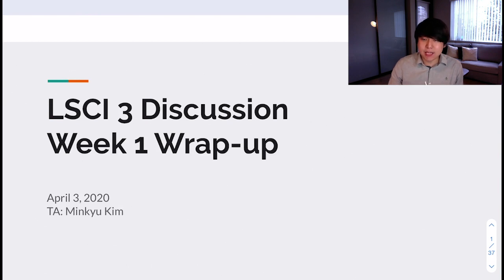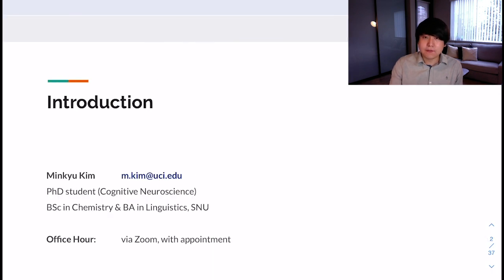This is Minkyu Kim. I'm going to be TA throughout this quarter. First, to introduce myself, my name is Minkyu. You can call me Min or Minkyu. Either way is fine. I prefer Minkyu. My email address is m.kim@uci.edu. I'm a PhD student in cognitive neuroscience. I got my degrees in chemistry and linguistics at Seoul National University in South Korea.